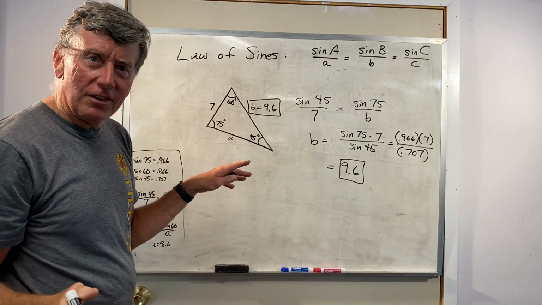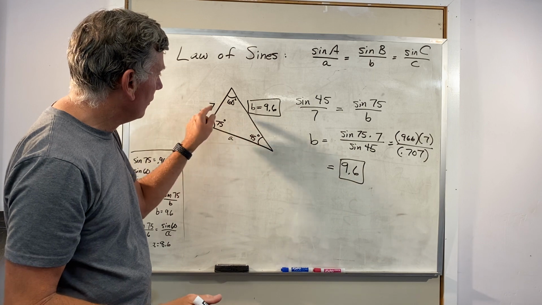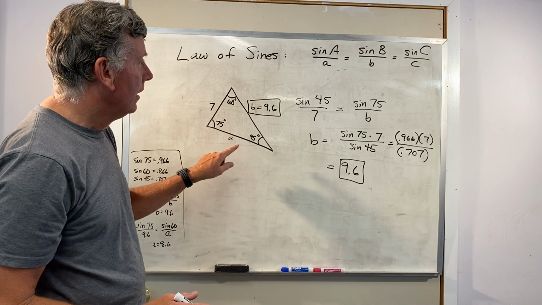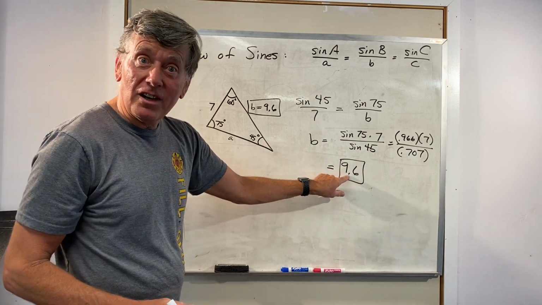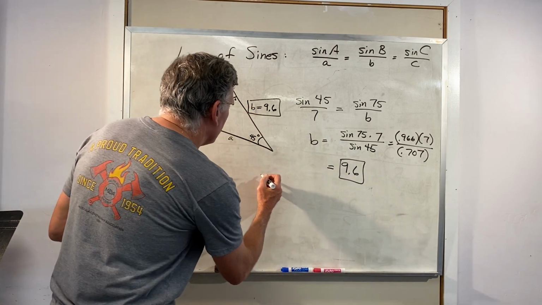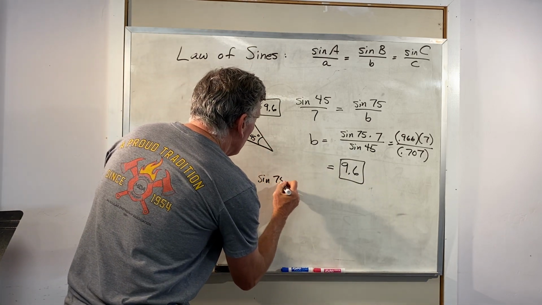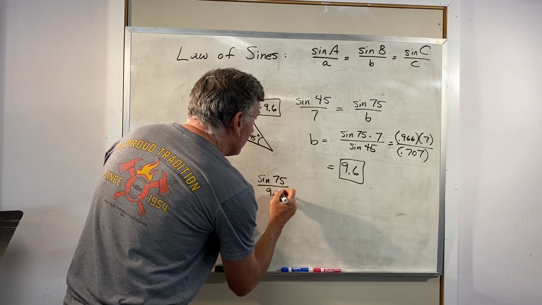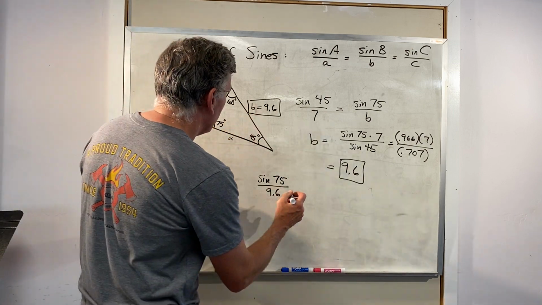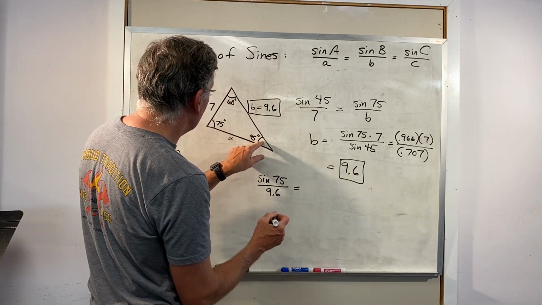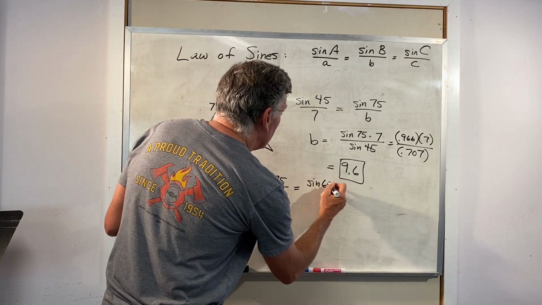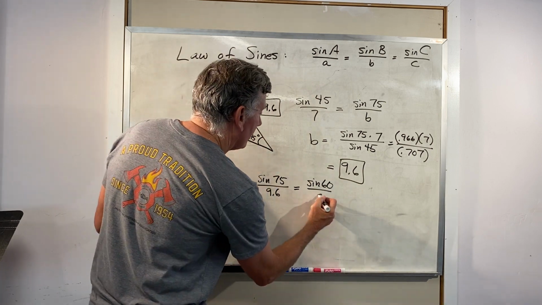To solve for the rest of this triangle means that I have all my angles. I still need one more side. I'm going to now set up for A. This time I'm going to use the information I just got. B is 9.6. So the sine of 75 over 9.6 is equal to, now I want the sine of, let's say I want this guy, sine of 60 over this side here, A.